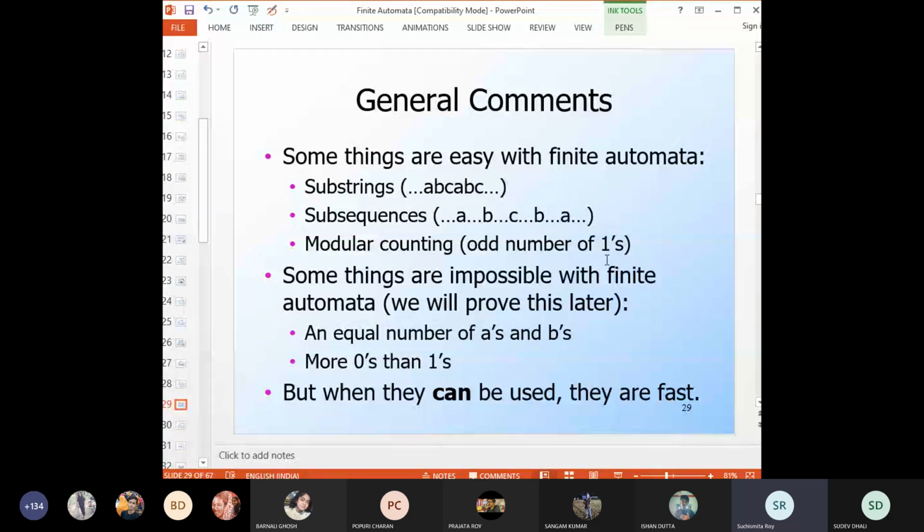And some things are impossible, like equal number of A's and B's. I think we discussed in the last class why it is not possible, because you would have to keep account of how many A's and how many B's. Then more zeros than ones. Again, you are required to keep a count, and you do not know how many more. So you cannot really call this a regular language. It cannot be expressed using a finite automata. But some things can be done with finite automata, and it's a very important way of recognizing certain patterns.